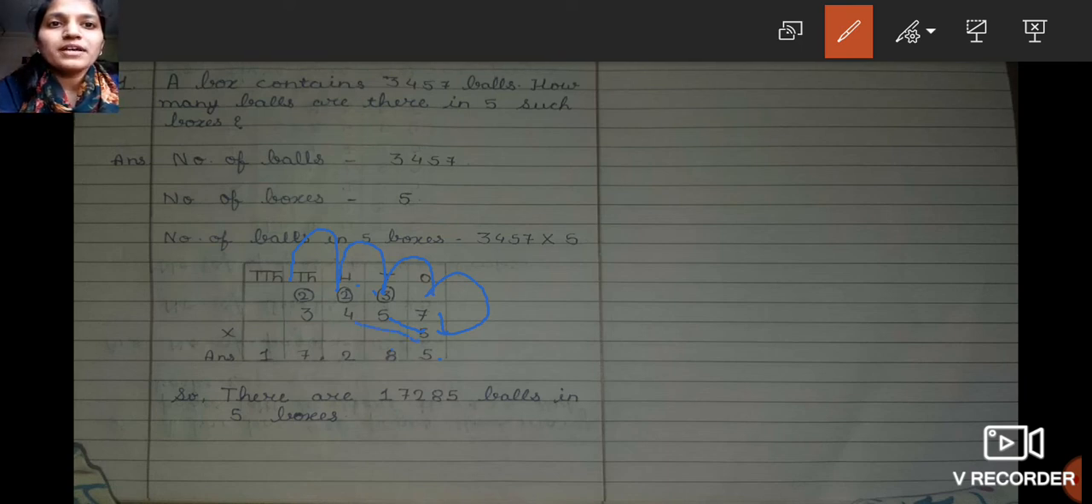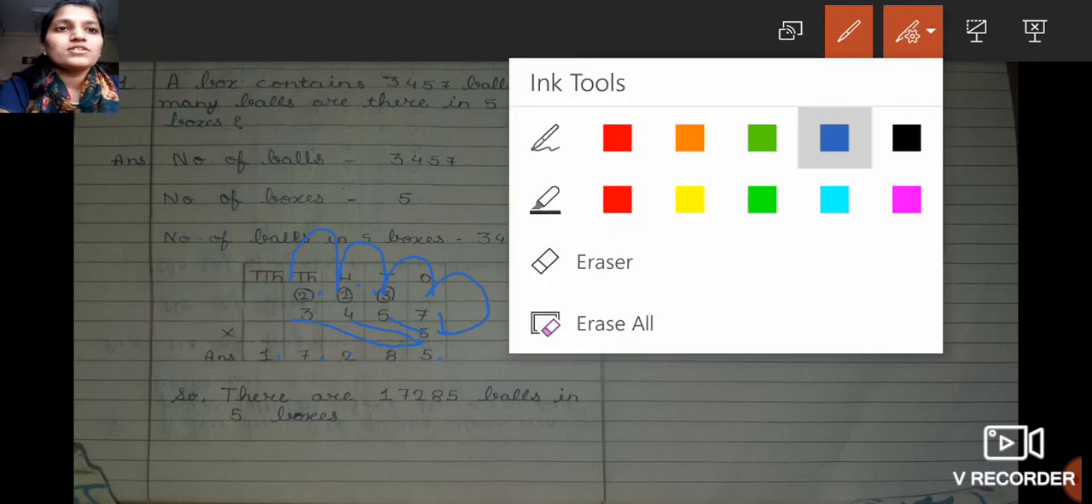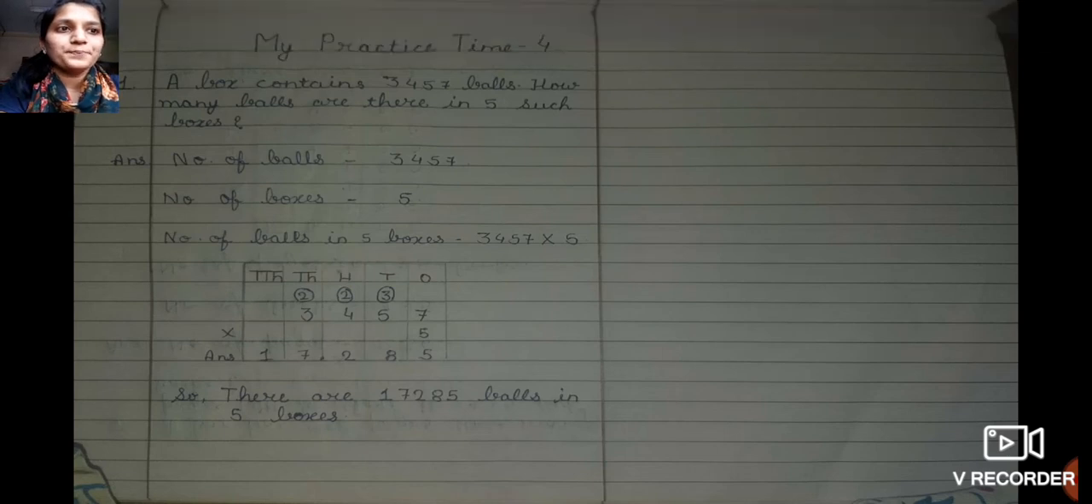Now I am going to multiply 5 by 4. 5 fours are 20 and 2 carry over is 22. So 2 I have written here and 2 in carry over. Now 5 multiplied by 3: 3 fives are 15, correct. 15 plus 2 is 17, I have written in the box. So students, what is our final answer? This is our final answer, 17,285.